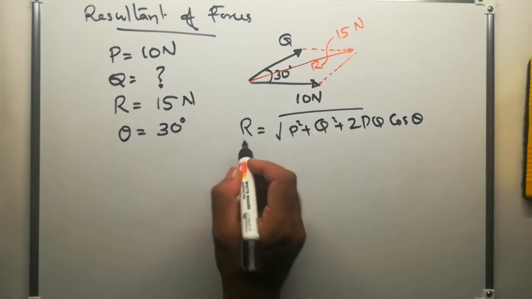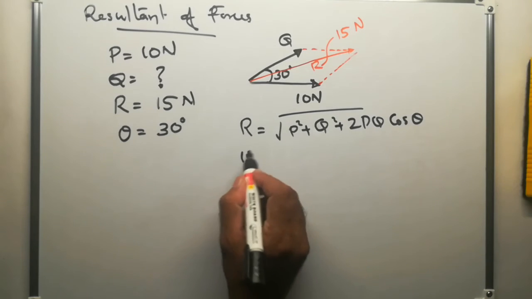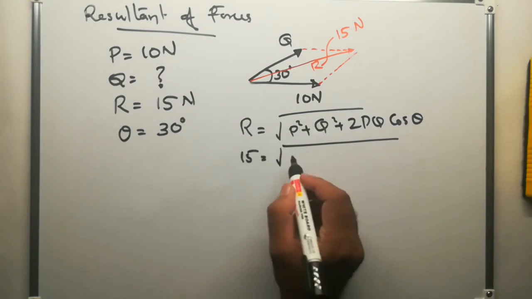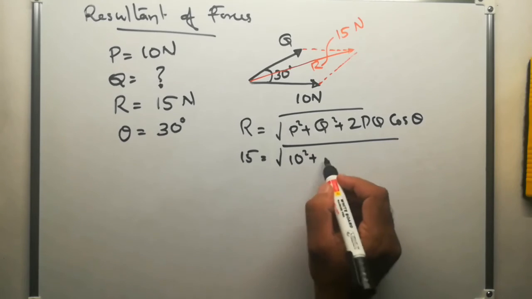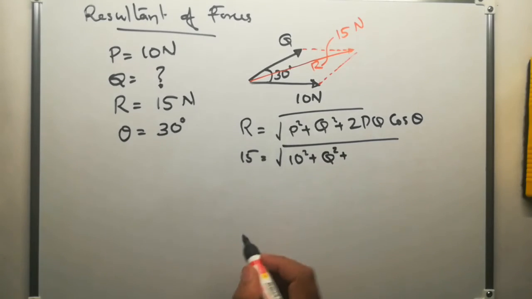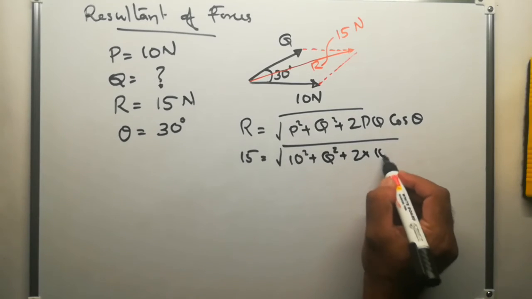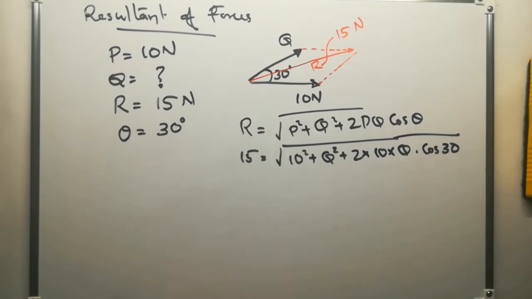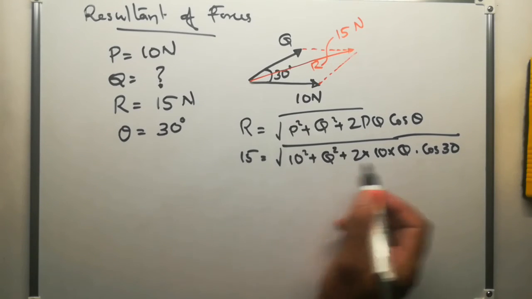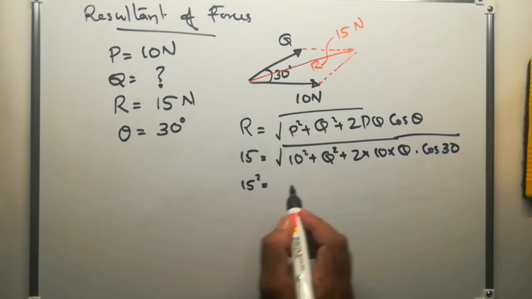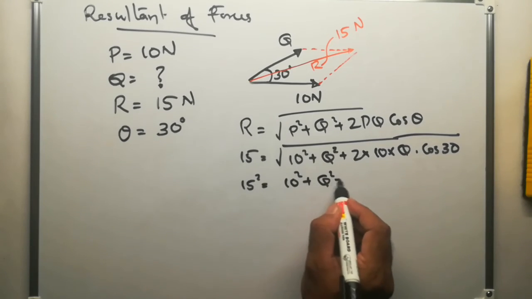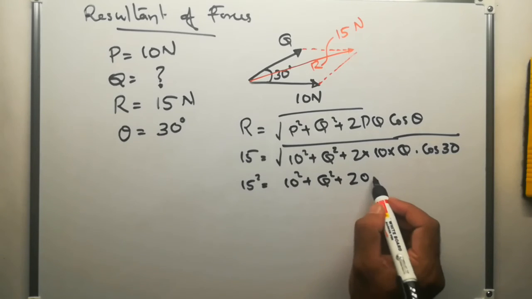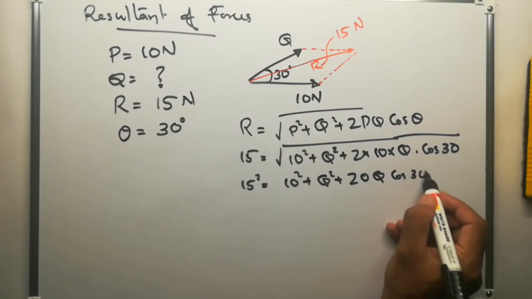So we have the value of R, that is 15 equal to the square root of P, which is 10, square, plus Q square, the value we don't know so we keep it as such, plus 2 into 10 into Q into cos 30. To solve this, we square both sides of the equation. When we square it, we get 15 square equal to 10 square plus Q square plus 20 Q cos 30.